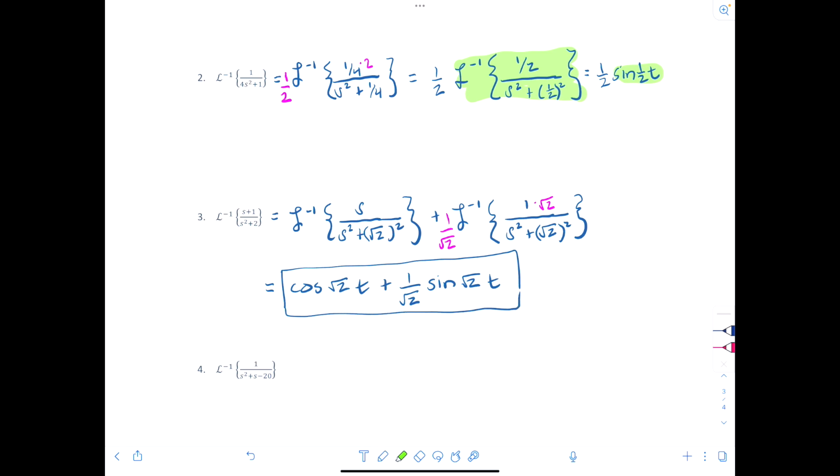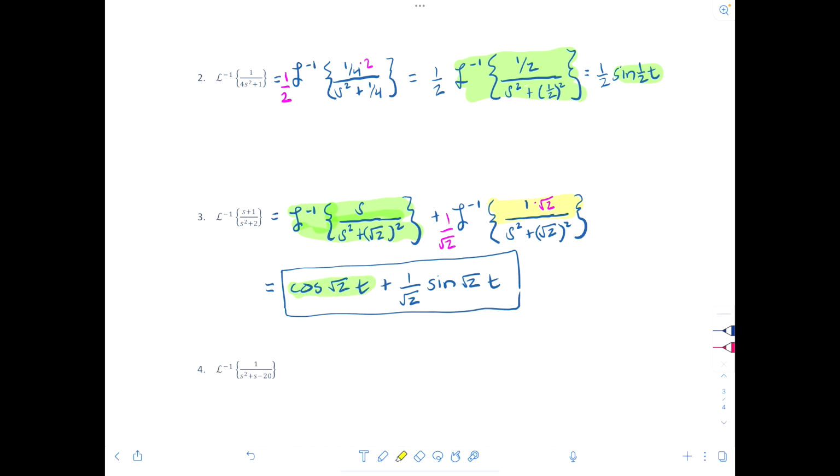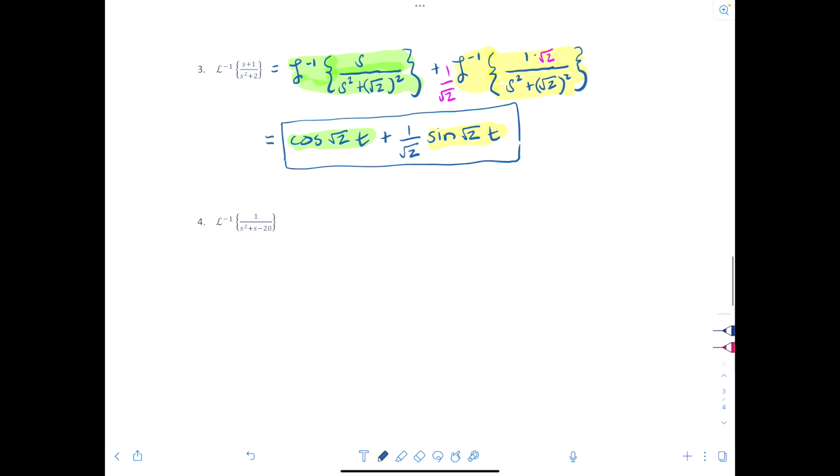And this is how they shape up. This whole transform is this here. And then this one is this portion here. All right, so now this one's going to take a little more work.